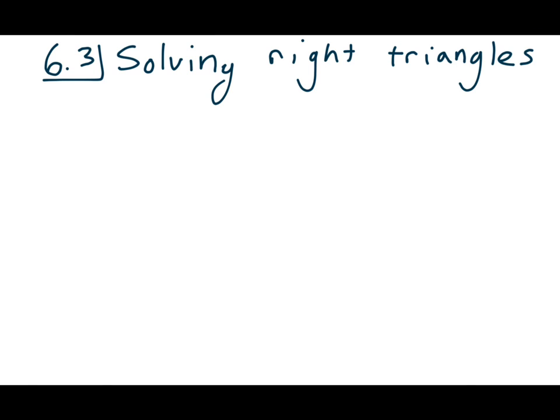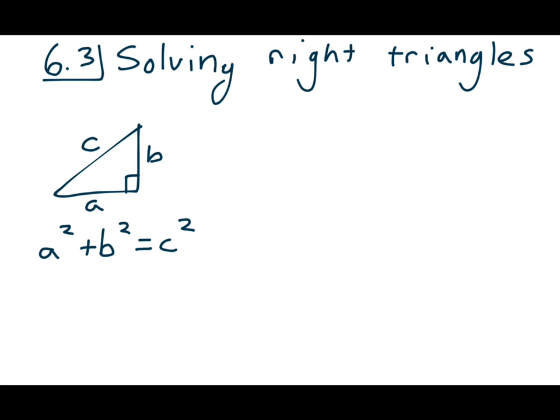Okay, so 6.3 is solving right triangles. So let's go back and talk about triangles that we know. So first off, if we have side lengths A, B, and C on a right triangle, we know the Pythagorean theorem says a squared plus b squared equals c squared. That's a way of relating all the sides to each other.